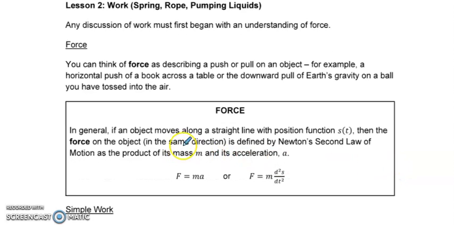So we know that force, in general, if an object moves along a straight line with the position function s, then the force of the object in the same direction is defined by Newton's second law of motion as the product of mass and its acceleration a. So we basically say force equals mass times acceleration, and acceleration in calculus terms is the second derivative of our position function. So if s of t was position, then acceleration is its second derivative.